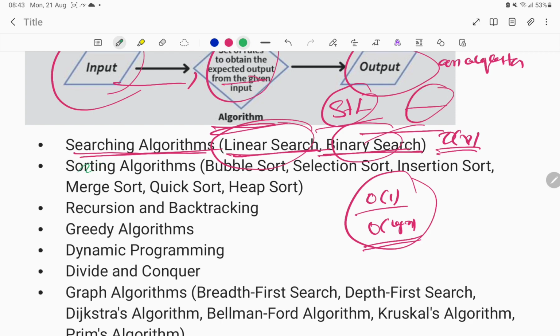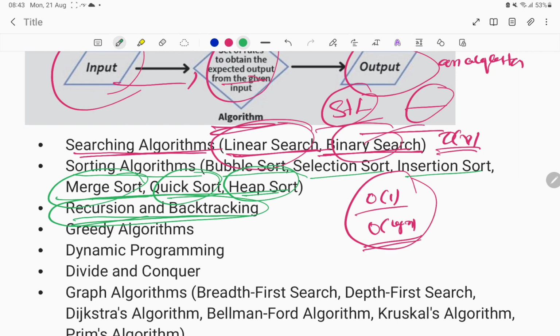Now the sorting algorithms: bubble sort, selection sort, insertion sort, merge sort, quick sort, and heap sort. Heap sort, quick sort, and merge sort are very famous and asked in interviews. Then recursion and backtracking. What is recursion? It is a function which calls itself. That is the old definition, but recursion helps us solve a bigger problem: we give a small part to the recursion, and it solves our bigger problem and gives the output.